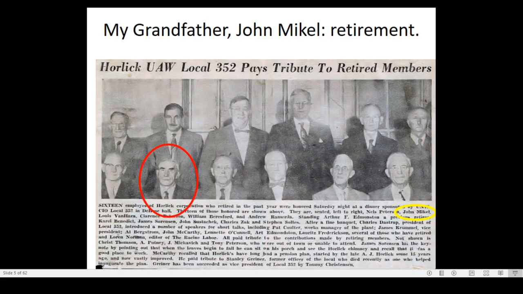Here's a picture of my grandfather, circled in red there. And this is his retirement class from Horlick's Malted Milk Company down in Racine. And there's his name, John Michael. And here are the people that he retired with. So people would normally never have something like that in their database.